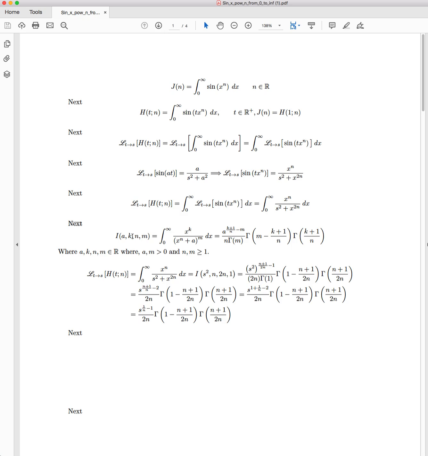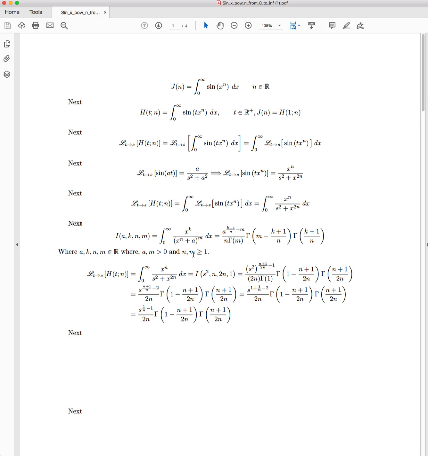So I have I(a, k, n, m), which is the integral from 0 to infinity of x to the k over (x to the n plus a to the m), and it is equal to a to the power of (k plus 1) over n, subtract m, over n, times gamma of (k plus 1) over n, times gamma of m minus (k plus 1) over n, over n times gamma of m. Okay, and the conditions for convergence here: they're all real values. We have a and m must be greater than 0, and n and m must be greater than 1. So just at this point accept it. As I said, when I upload the video showing this derivation, I will go through and show you how those restrictions were actually derived.